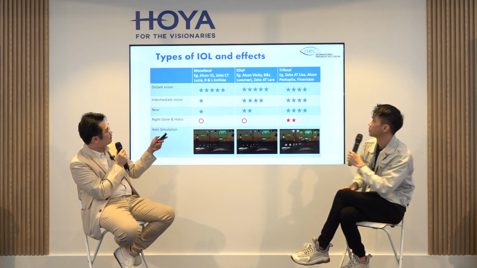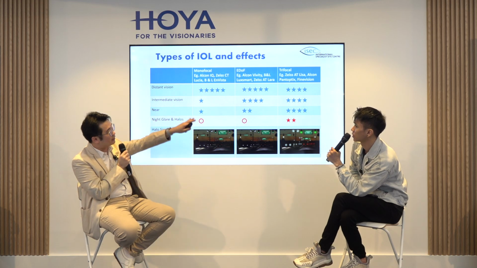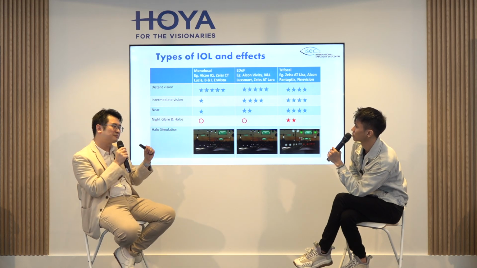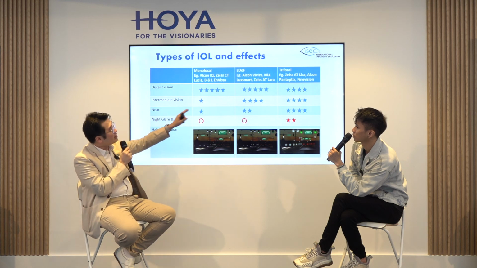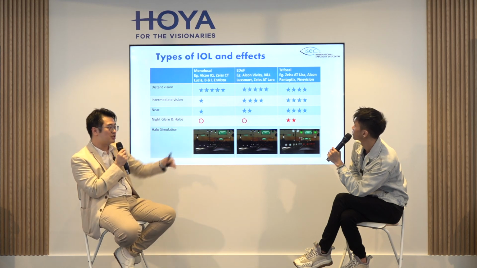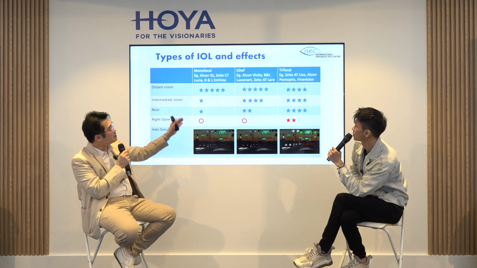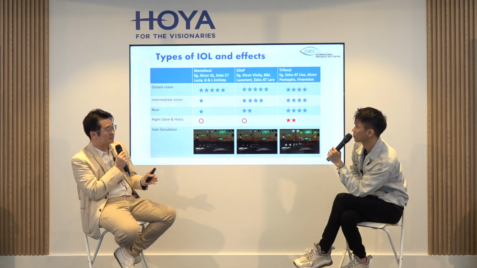So the distant vision of all the lenses is actually quite good, except for the trifocal one. It's actually slightly, it's not that sharp, but you can see. So the intermediate vision, like I said, the EDOF and the trifocal are actually pretty good. But the near vision, only the trifocal you can see. I see.